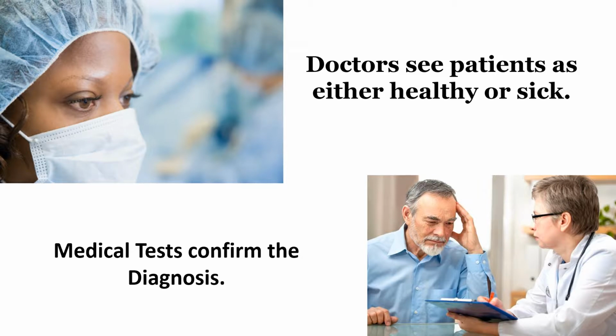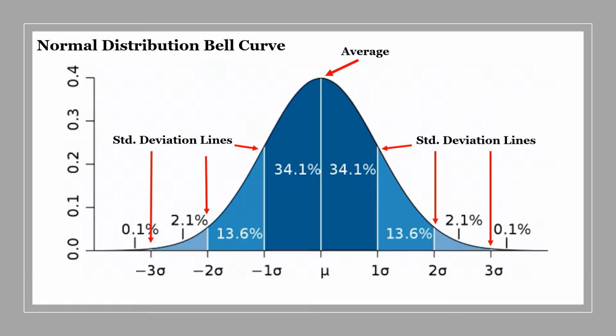Different medical tests confirm that diagnosis. Healthy people demonstrate a narrow range of test values. Their test results, when placed on a graph, form a symmetrical bell-shaped curve. The bell curve immediately divulges valuable information. The peak tells us the average test value for the entire population.